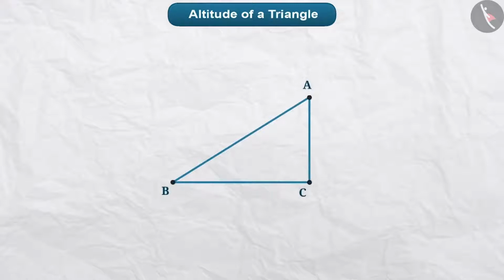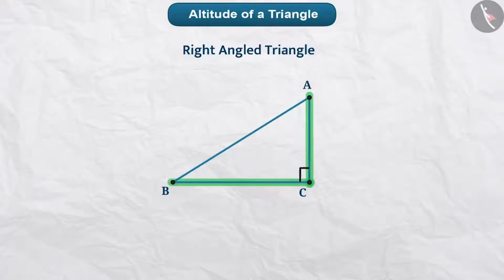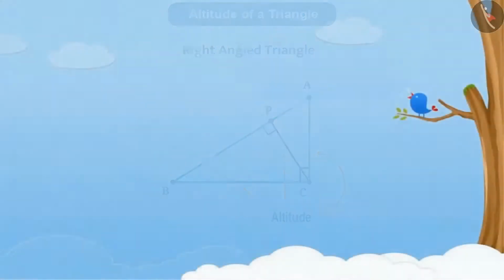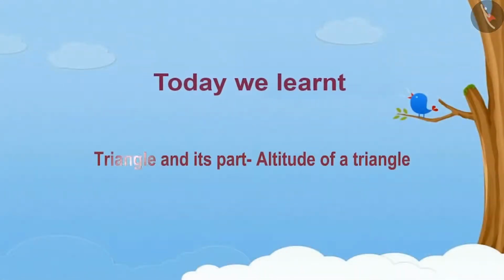Similarly, if we talk about a right-angled triangle, then its two sides are perpendicular to each other. This means that both the sides are also altitudes of the triangle. And the third altitude can be obtained on the hypotenuse of the triangle by drawing a perpendicular from the vertex to it. Today we learned about the altitudes of a triangle. In the next video, we will see examples related to the parts and types of triangles.